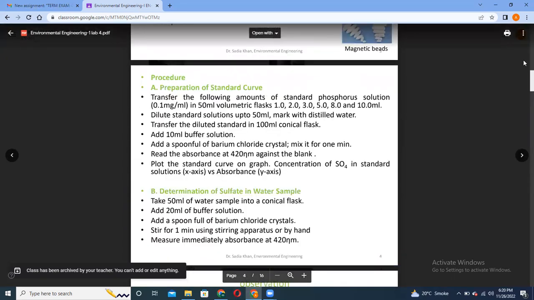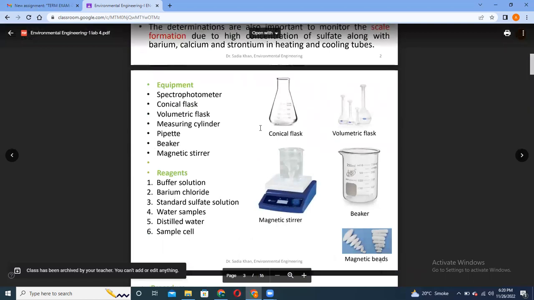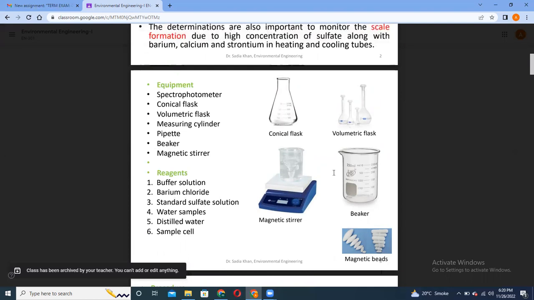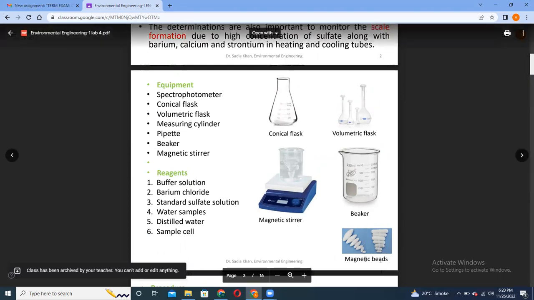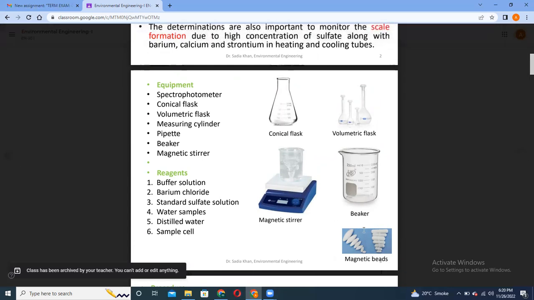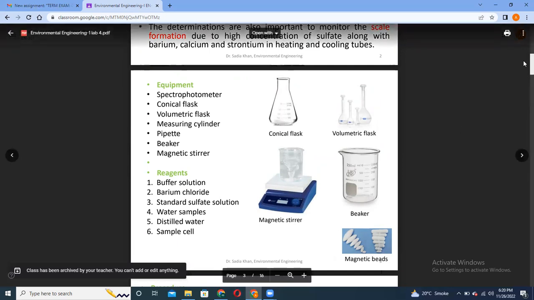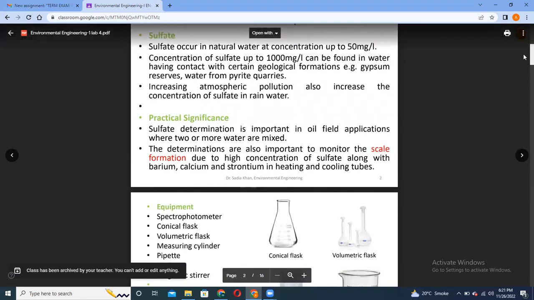In this lab, we discussed the equipment, that is conical flask, volumetric flask, magnetic stirrer, beaker, and magnetic beads. All these would be very helpful for us to determine our further lab work.